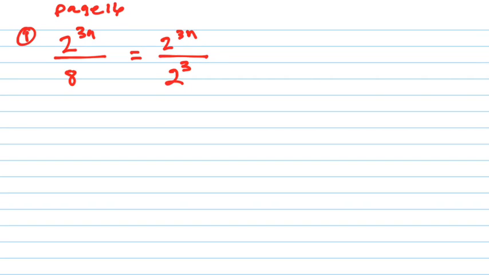Now do I have the same base? Yes. Then I can use the division rule, which says that if they have the same base, we keep the base and do what to the exponents? Subtract them. So 2 to the 3n minus 3. It's 3n and 3, so they're not like terms, are they?